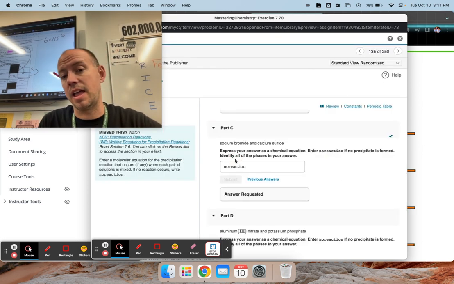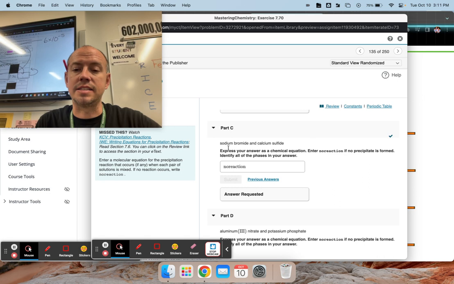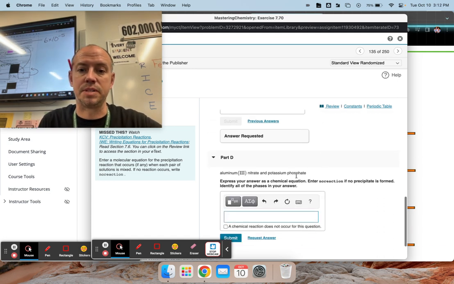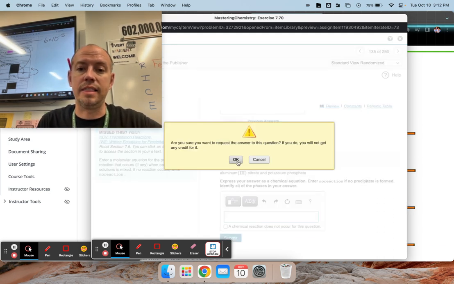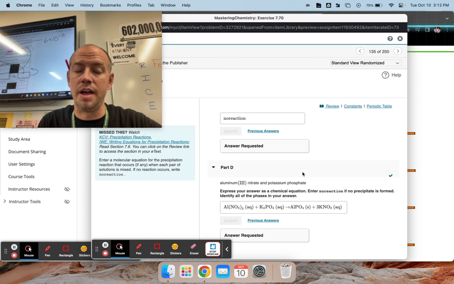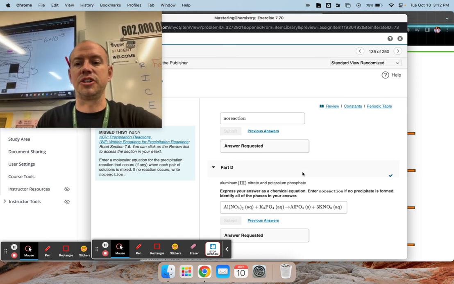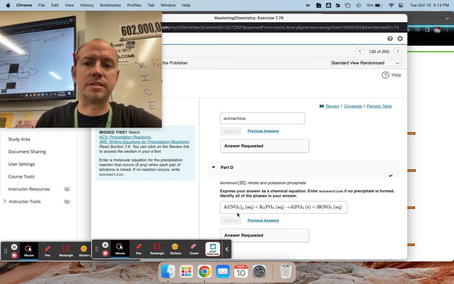We've got no reaction. The reason that this one ends up as a no reaction is that once we swap our partners there, what we end with, sodium sulfide is not a precipitate, calcium bromide is not a precipitate, and it says enter no reaction if no precipitate is formed. So you will likely have at least one, but I think only one no reaction on yours. So hopefully that makes a little more sense.